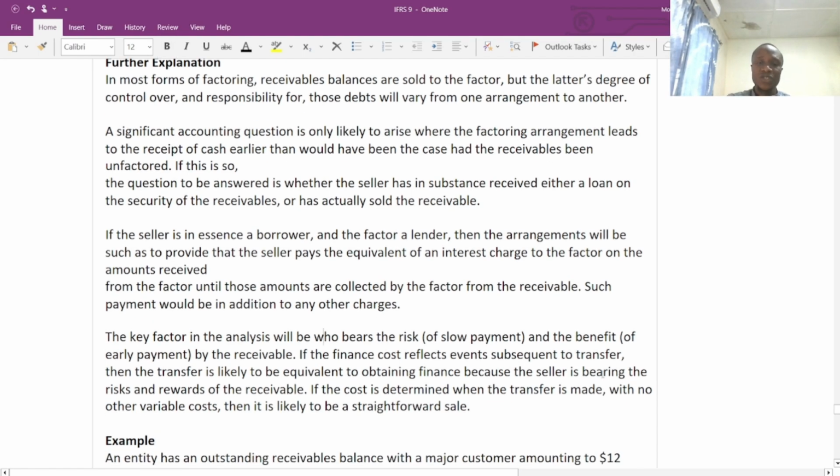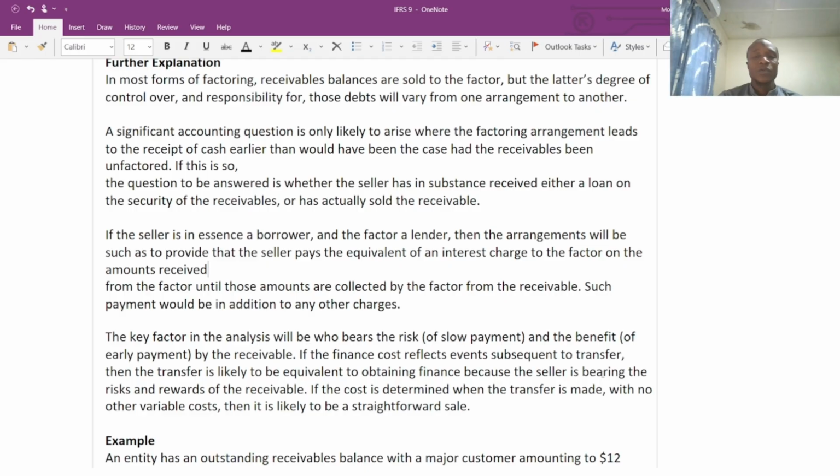What you need to know, which is very key for the examination, is whether the risk and reward has been transferred to the factor. The indication of risk and reward transfer is that the company has no risks relating to bad debt or slow payments anymore. If the company has risks relating to any bad debt or slow payment, then that particular transaction should be treated as a loan, as a financial liability. Other than that, we are going to account for it as a sale, and we are going to derecognize the receivable balance within the financial statement. Very simple and very easy to understand.